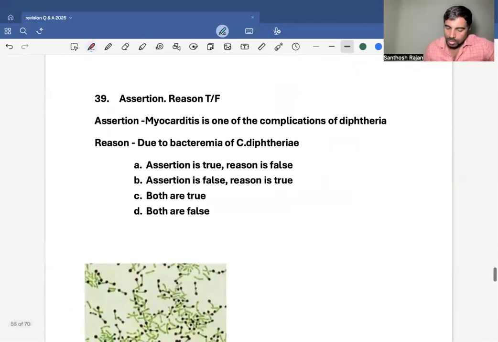Next one, assertion. Myocarditis is one of the complications of diphtheria. Yes, true. Due to bacteremia? No, that's wrong. Diphtheria is always toxinemia. That's why we give antitoxin as a treatment. So the assertion is true, the reason is false. It is not bacteremia, it is due to toxinemia. That's the main thing you should know.